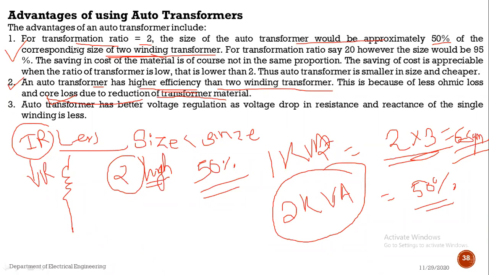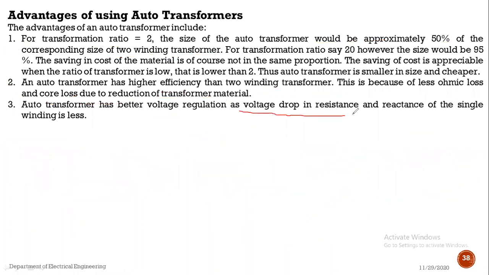The next advantage is that the auto transformer has better voltage regulation, as the voltage drop in the resistance and the reactance of the single winding is less. याचा रेजिस्टन्स मी सांगितलेला, that is I into R, it is less. Also the reactance drop, that is I into X, is also less.